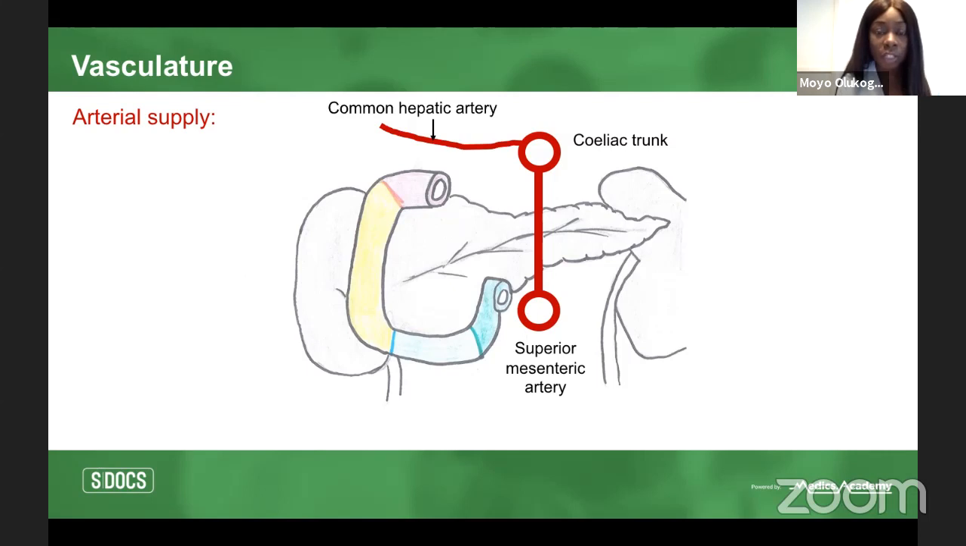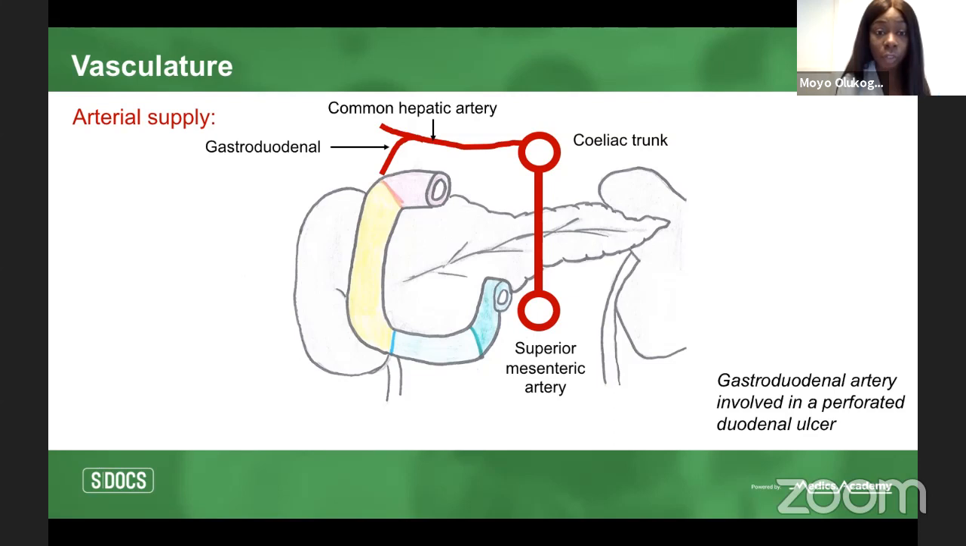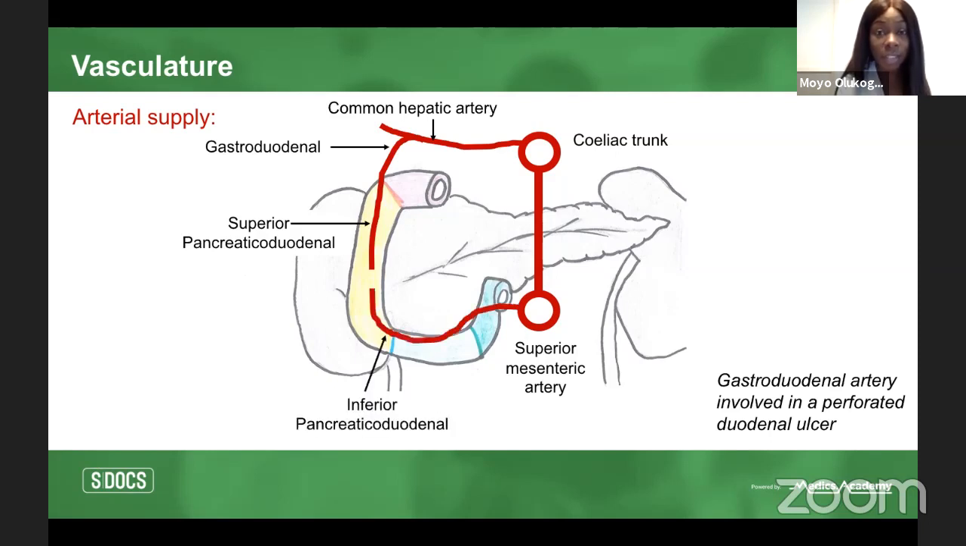One of the branches is the common hepatic artery. This gives off the gastroduodenal branch, which is actually involved in a perforated duodenal ulcer. Coming off the gastroduodenal branch is the superior pancreaticoduodenal artery. This supplies the superior portion and most of the descending portion of the duodenum, while coming off the superior mesenteric artery is the inferior pancreaticoduodenal. This supplies the rest of the descending, the inferior and ascending portion of the duodenum.